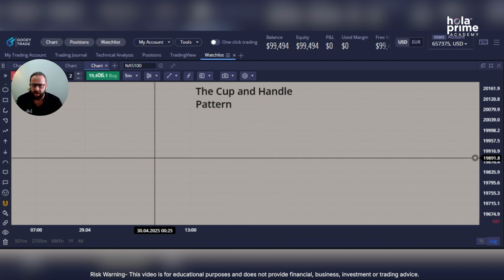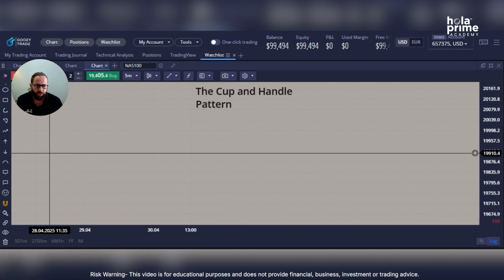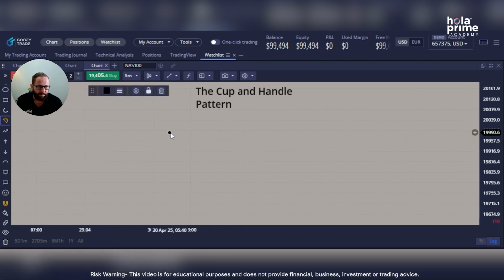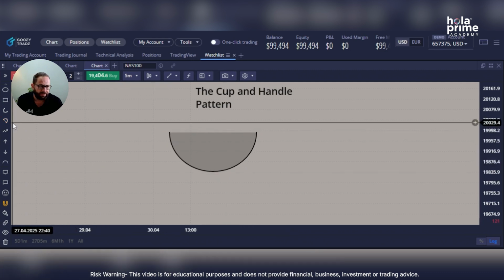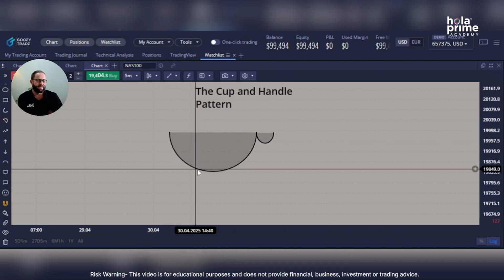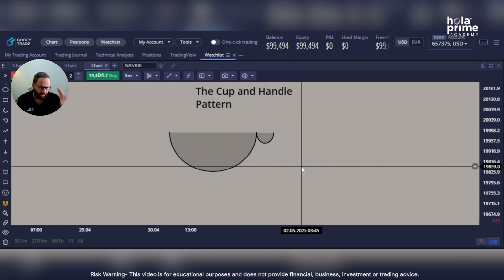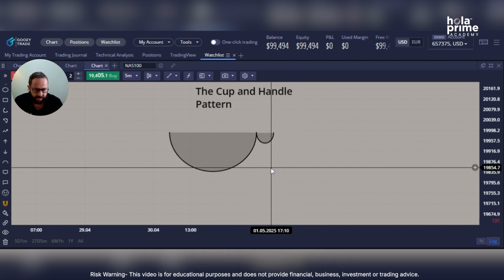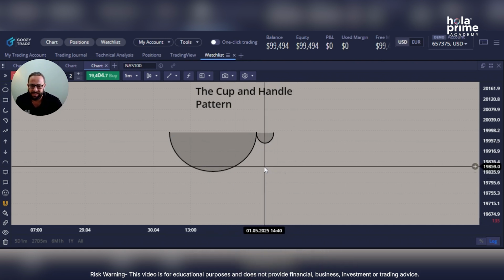Now, to illustrate what I mean, firstly, I'll draw the actual cup side of the pattern, and you'll very quickly see why it's called a cup and handle pattern, because it resembles that of a cup with a handle part, right? So this being the cup part and this being the handle part. Think more of a teacup rather than your square type of cups, all right? So that's pretty much what the pattern looks like.